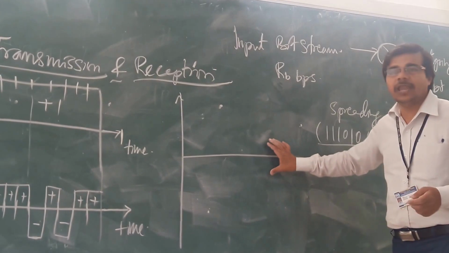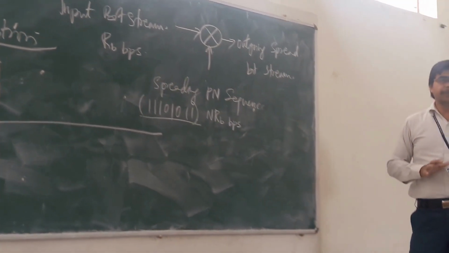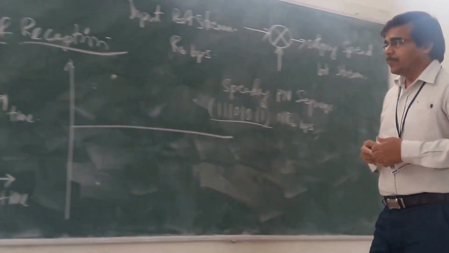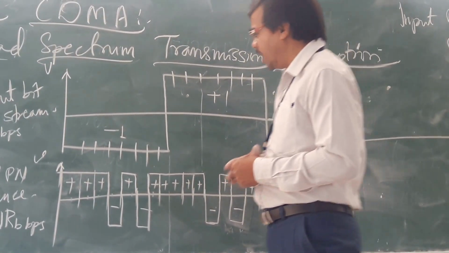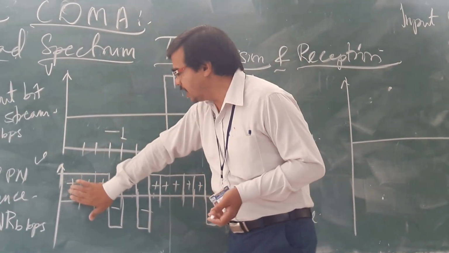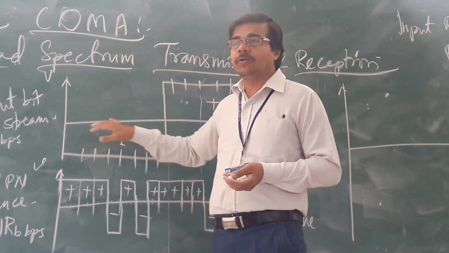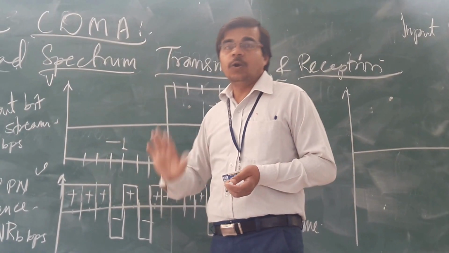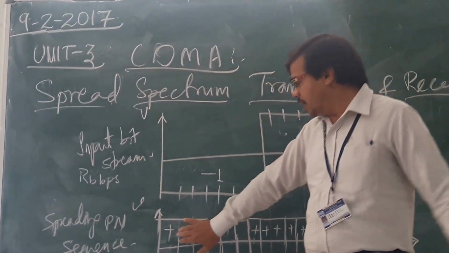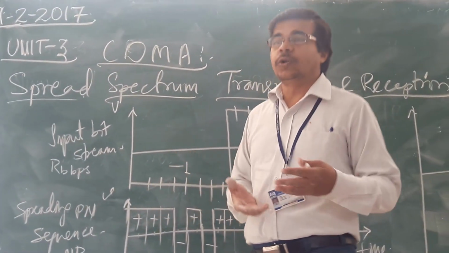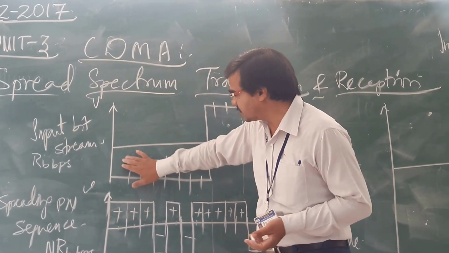Here we will have the output, that is the output spread bit stream. First we will calculate with these two. Suppose here you have +1 and here you have -1. So +1 and -1, what will it be? No, we are not going for addition like that. -1 means it is 0 only.